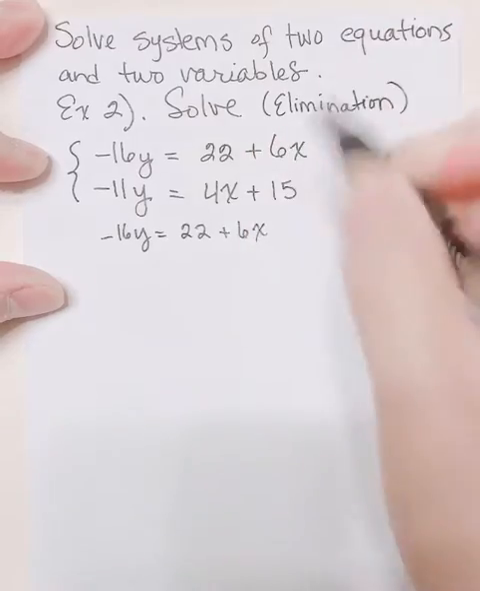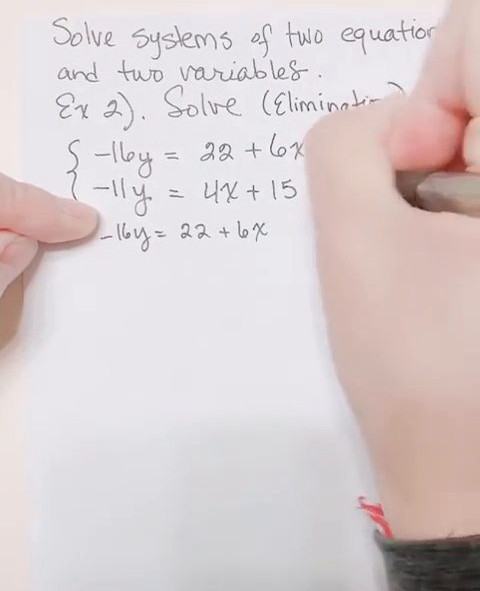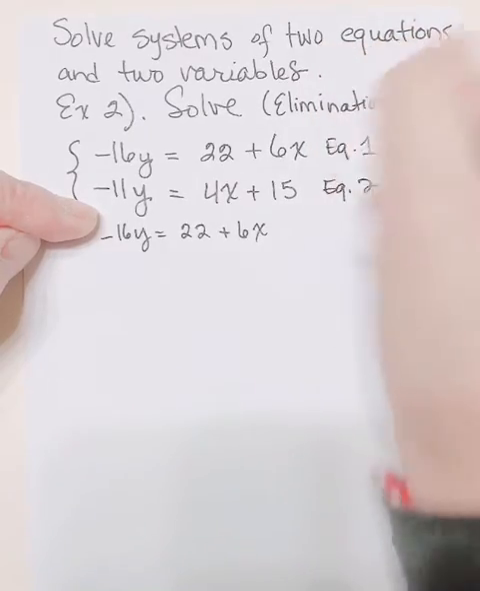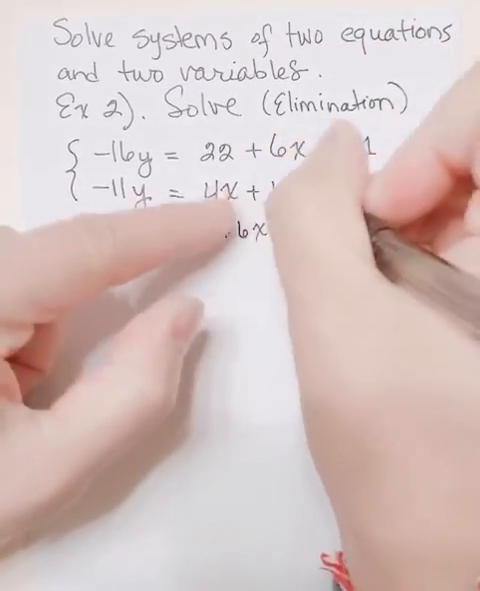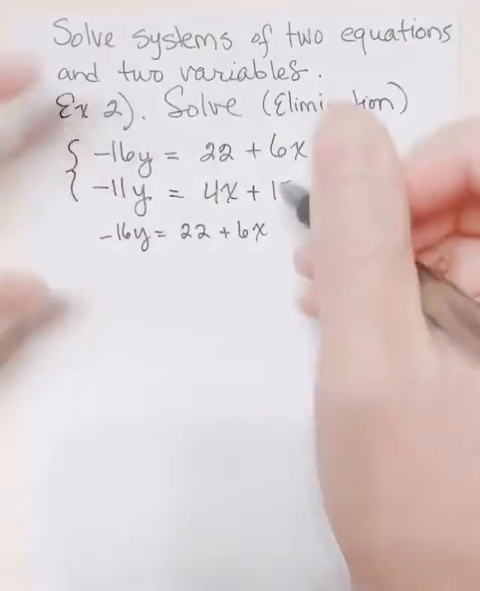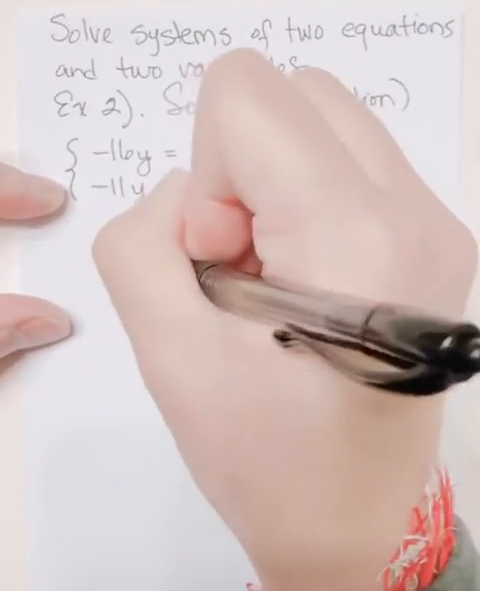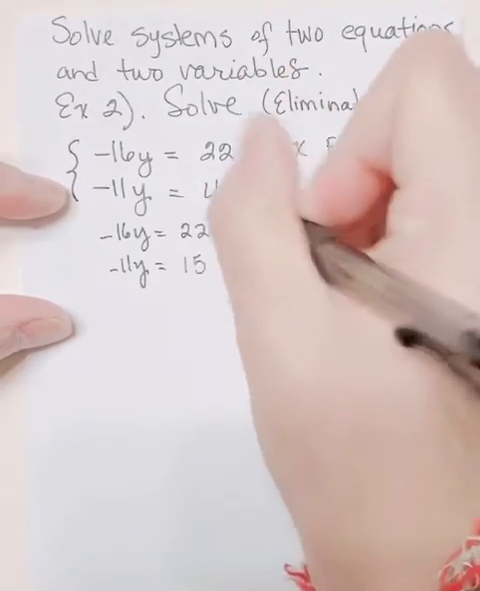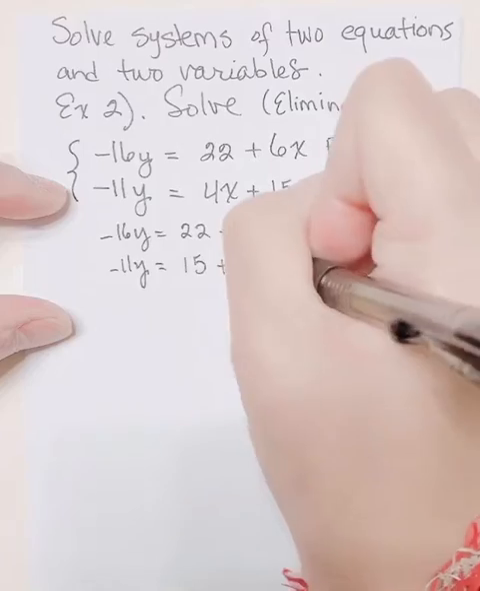What I'm going to do is take the second equation, so equation 2. Equation 1 stays the same. Equation 2, I'm going to just simply switch these, right? I put the 4x back here so that it matches up with the 6x. And then the negative 11y stays the same. And then the 15 comes to the front, okay? And then this will be plus 4x, okay?